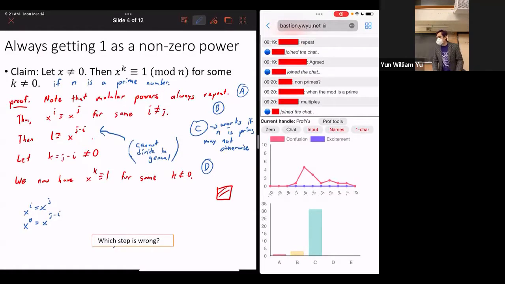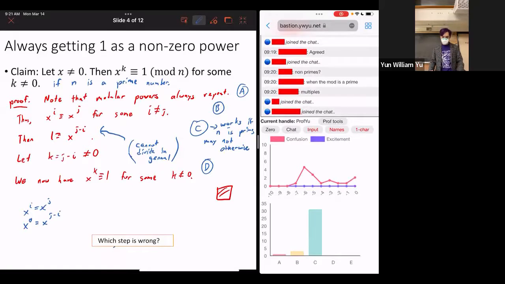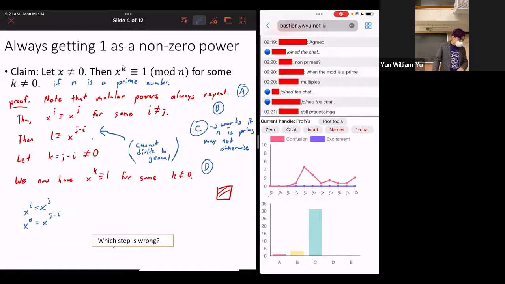Okay, so there was some amount of confusion there. How much of that has been resolved, and how much are you all still pretty confused about what's going on? Okay, still some amount of confusion, but let's keep on going.